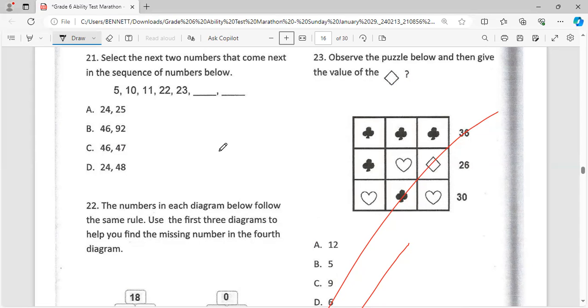So 5, I'll give you 10, and you add 1 to get 11. 11 plus 11, 22, add 1 to get 23. 23 plus 23 to get 46, plus 1 to get 47. I'm done. I agree.